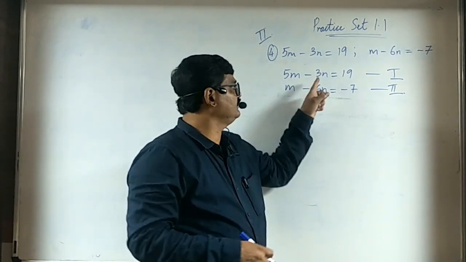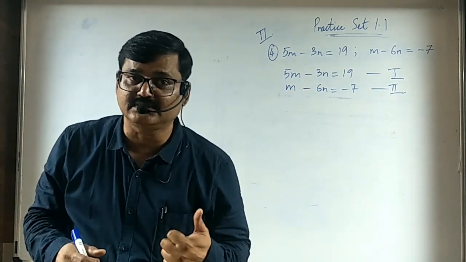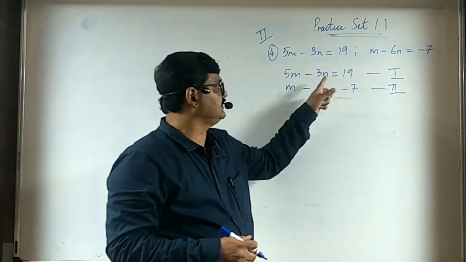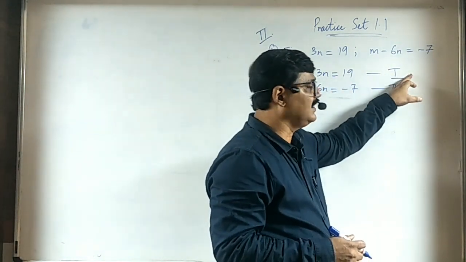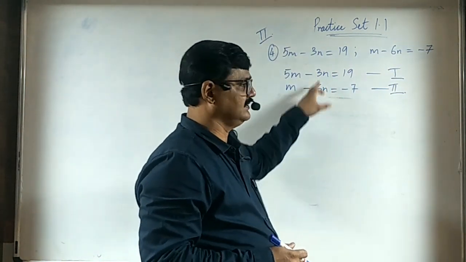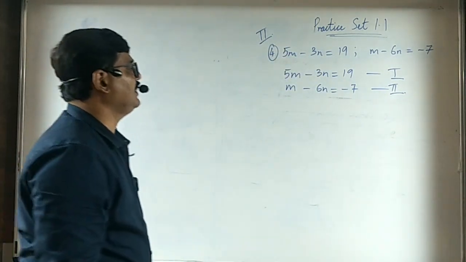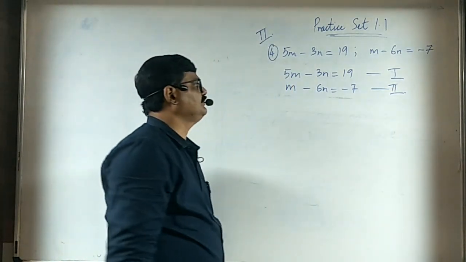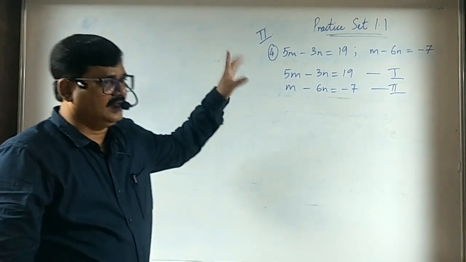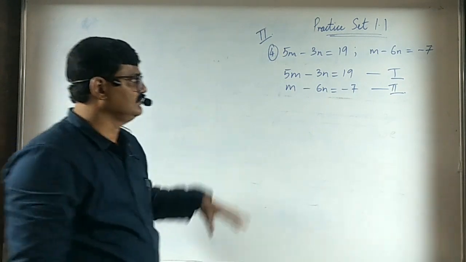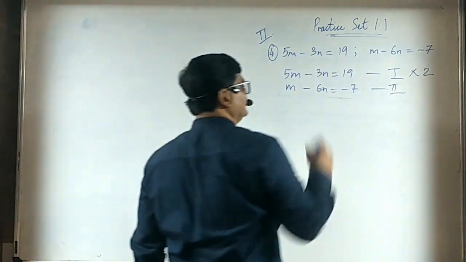For the n variable, you see this is a 3 and this is a 6. Here I can multiply this 3 by 2. Can you see that 3 to the 6? So if I multiply equation number 1 by 2, you will get 2 3s are 6, and this is 6 and this is 6, so it is already equal. So let's go for the equalization of the n variable. To equalize the n variable, you have to multiply equation number 1 by 2, and you will get 6 there.